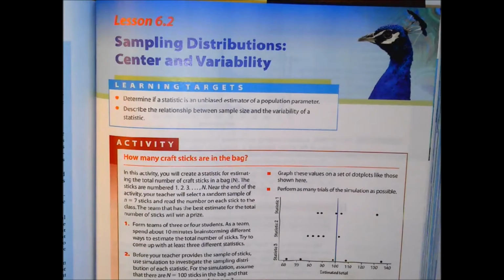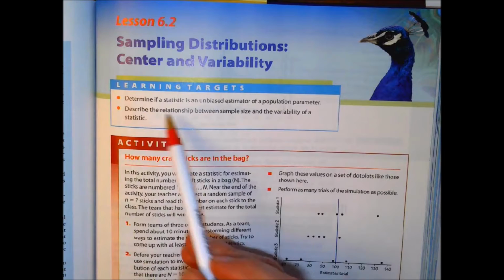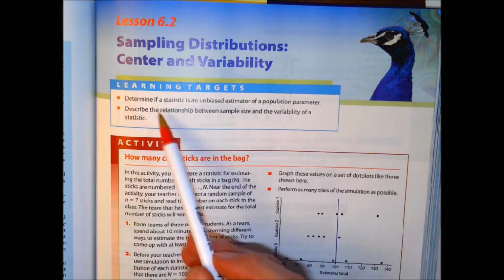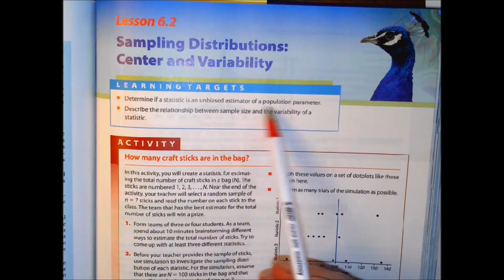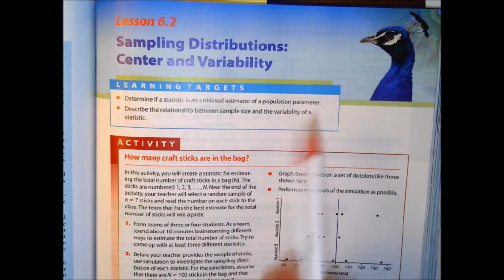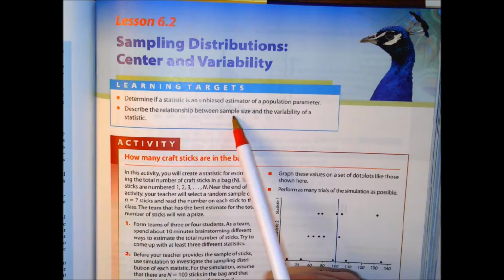So for notes 6.2, we're going to talk about these two things. These are our two objectives. Determine if a statistic is an unbiased estimator of a population parameter, and then describe the relationship between sample size, how big the sample is, and the variability or the spread of the statistic.